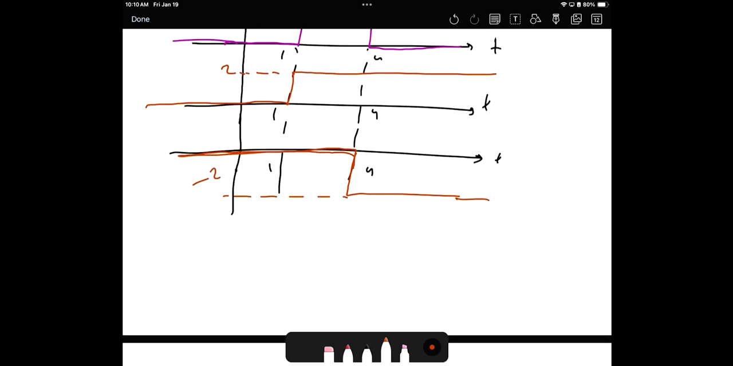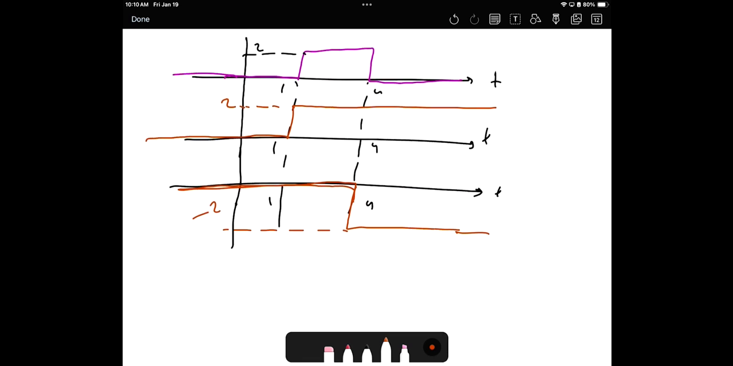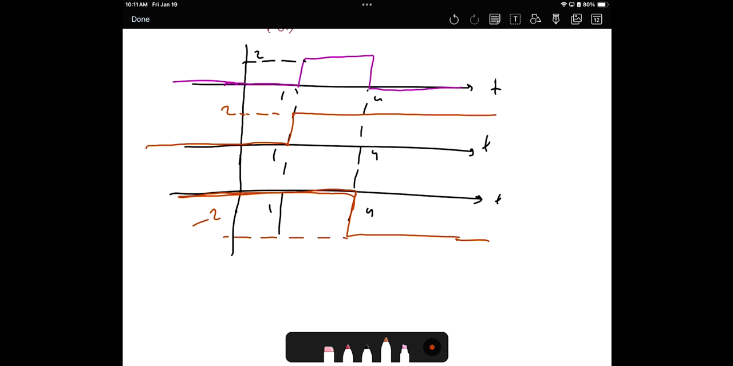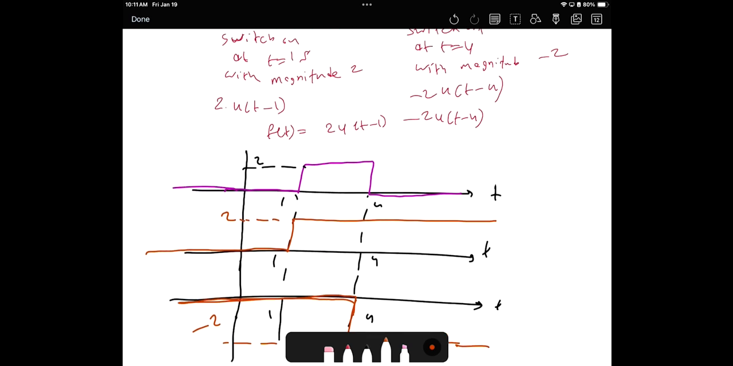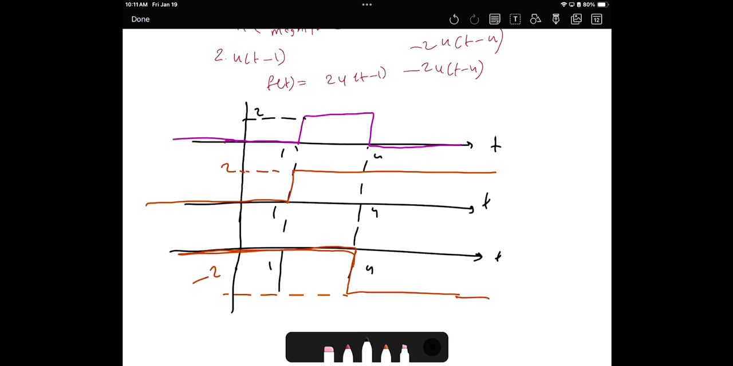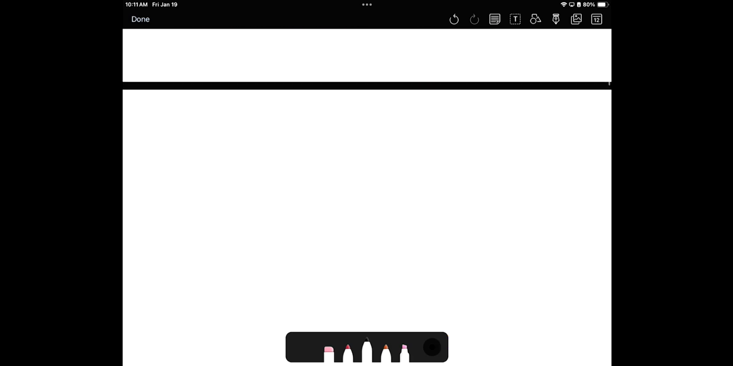Now let's go to another type of signals, it's called the ramp signal. Let me hold on a few seconds so you can write. And then we'll go. Ramp signal.